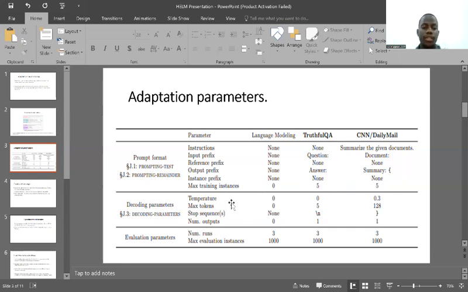And then we have decoding parameters. These parameters here, we're just setting the number of parameters. So here temperature will be 0, 0, this one will be 0.3. The maximum tokens is the highest number of tokens that we want for our model or scenario. These are 0, this one has 5, and everything else. This one is the number of evaluation runs, which is 3. This one also 3 and 3. And their maximum instances must be 1,000 for all the 3 instances.